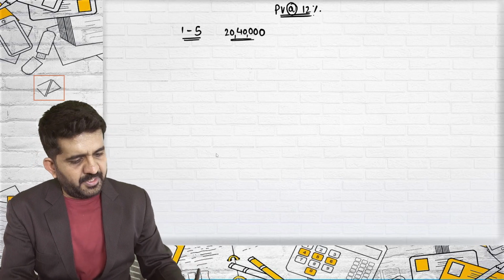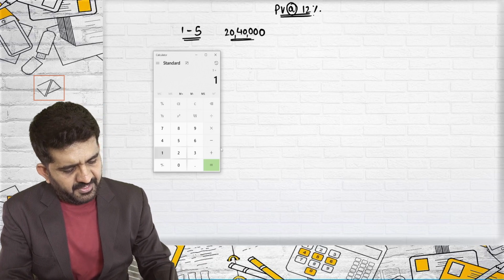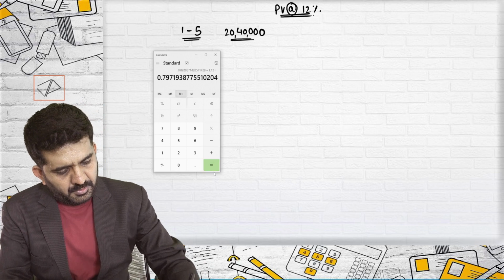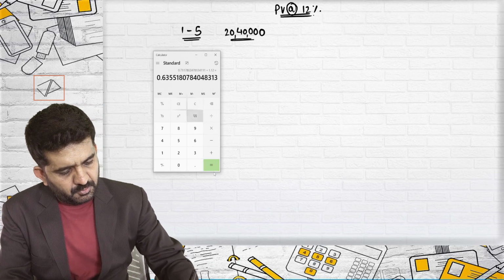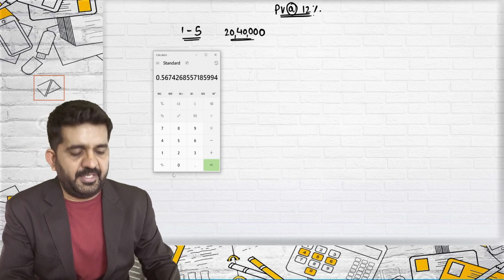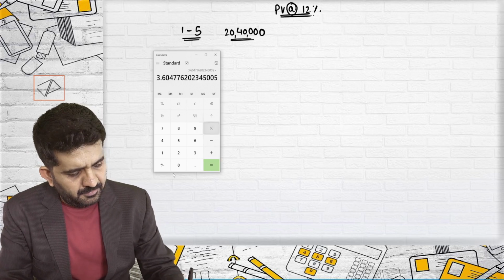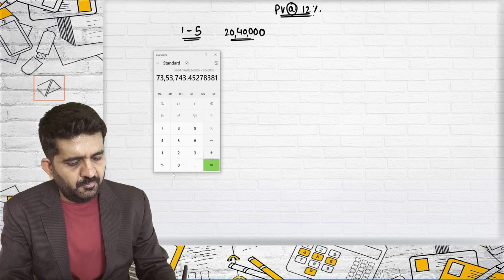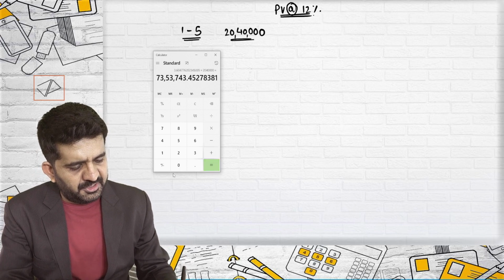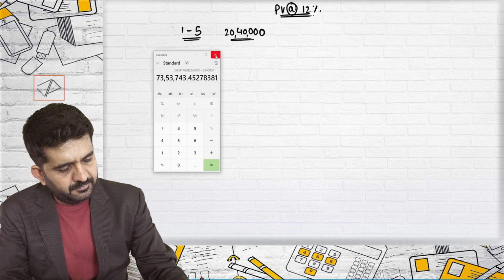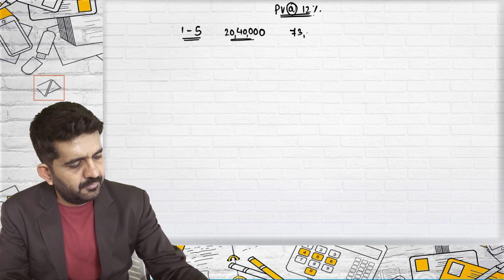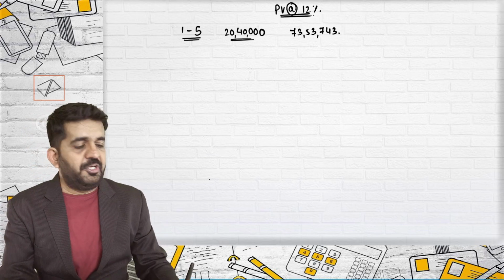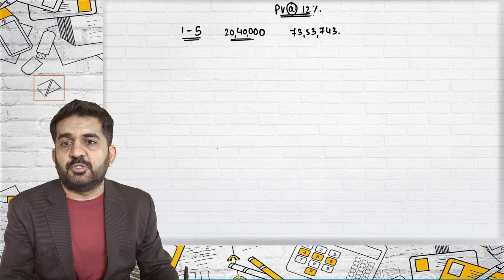So I am finding out present value of this. 1 divided by 1.12, equals, M plus, then 5 times MRC multiplied by 20 lakh 40,000, which is 73 lakh 53,743. I have written it correctly. 73 lakh 53,743.